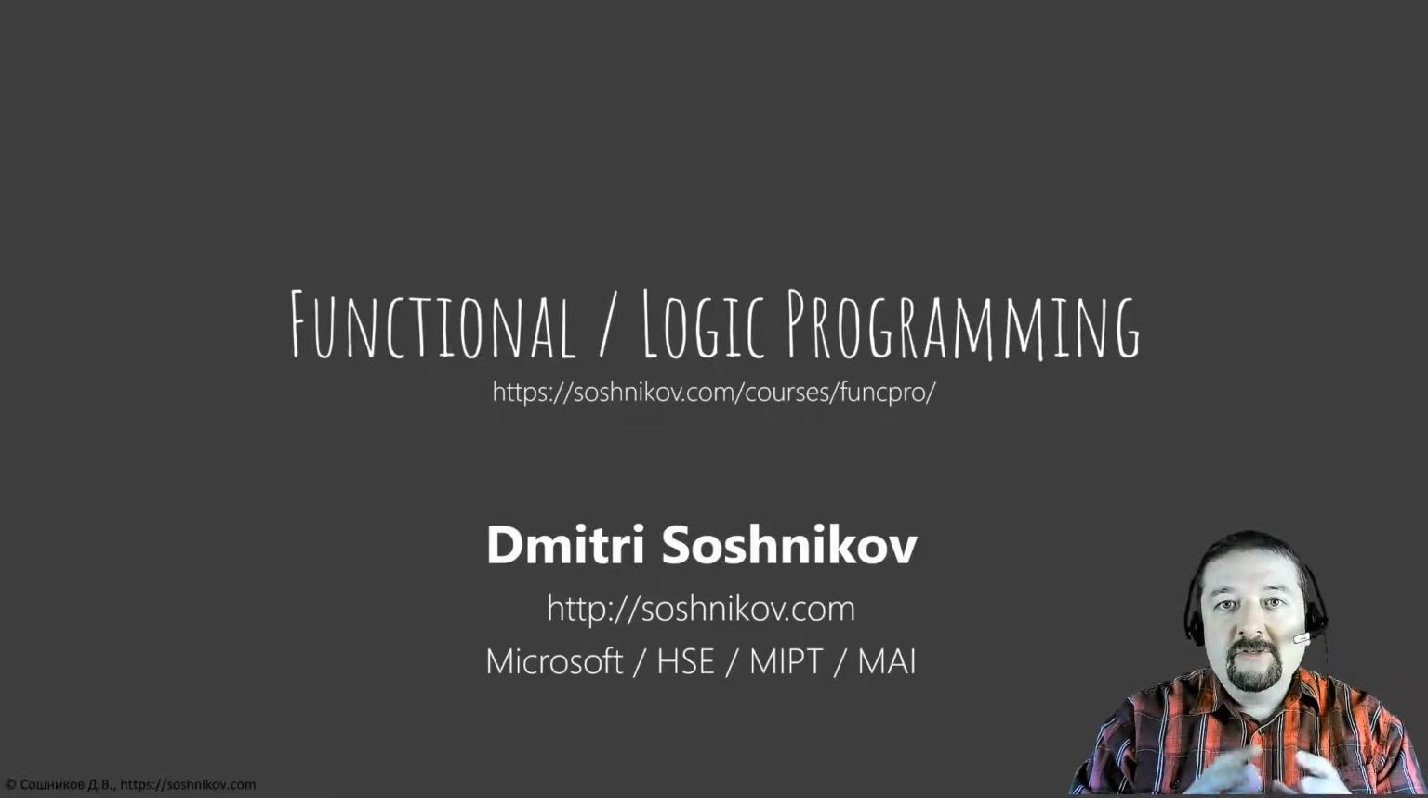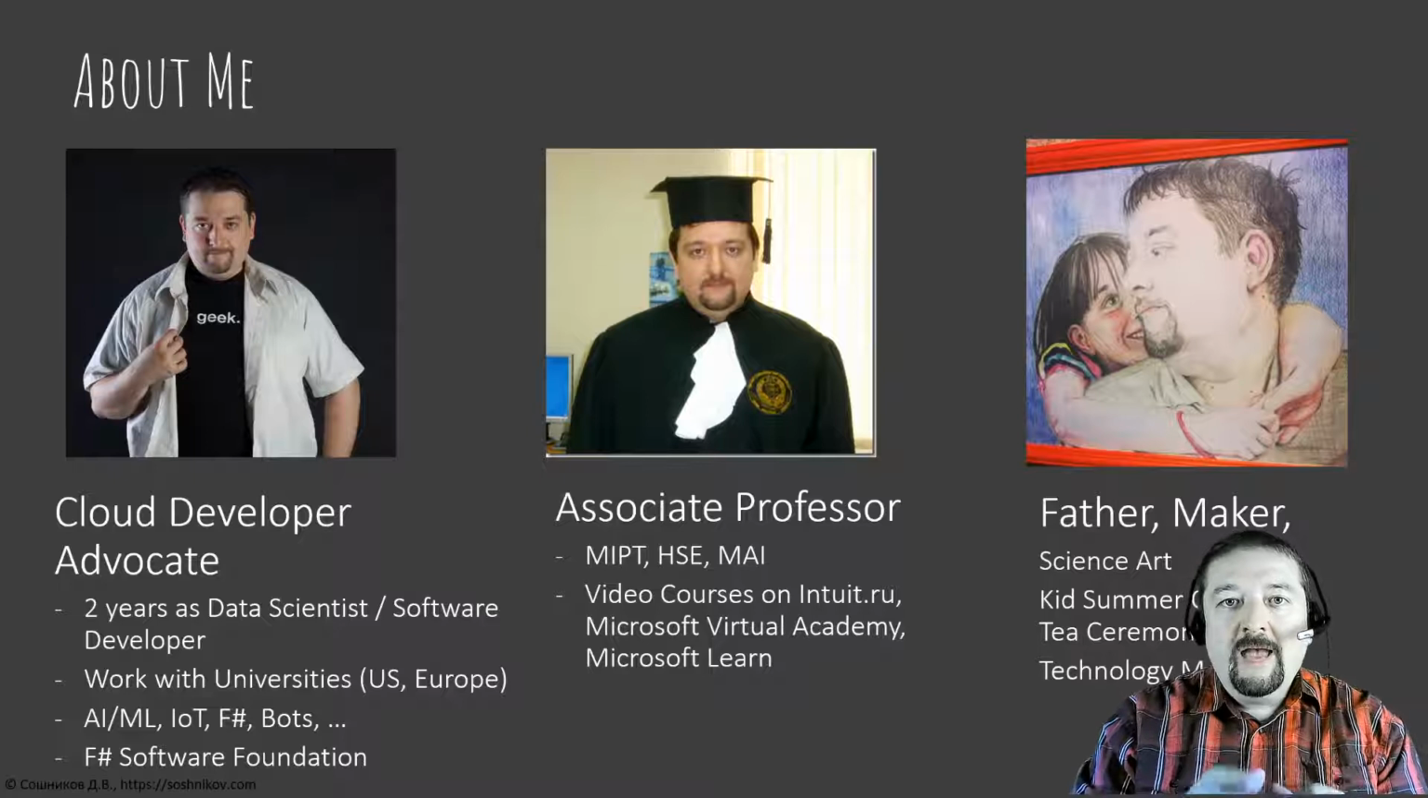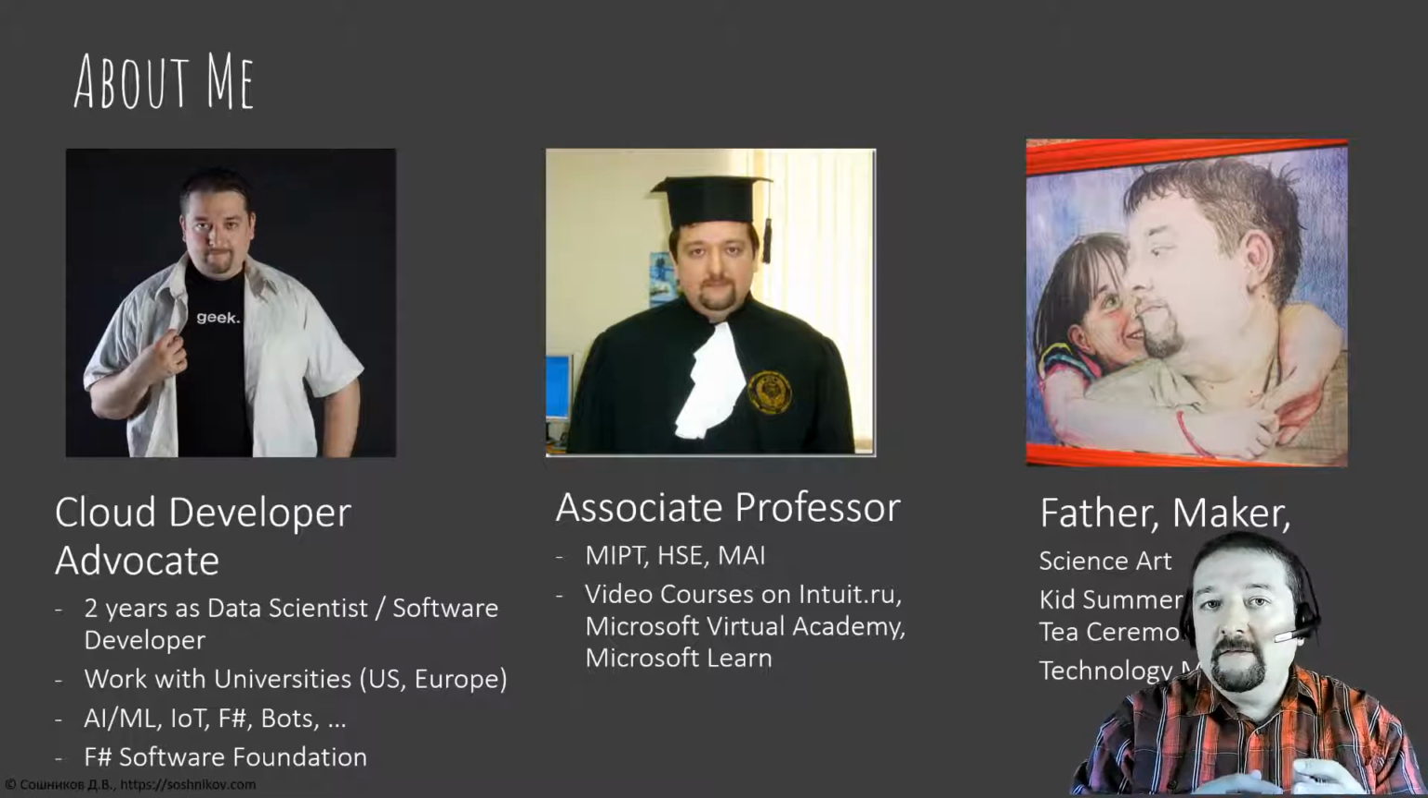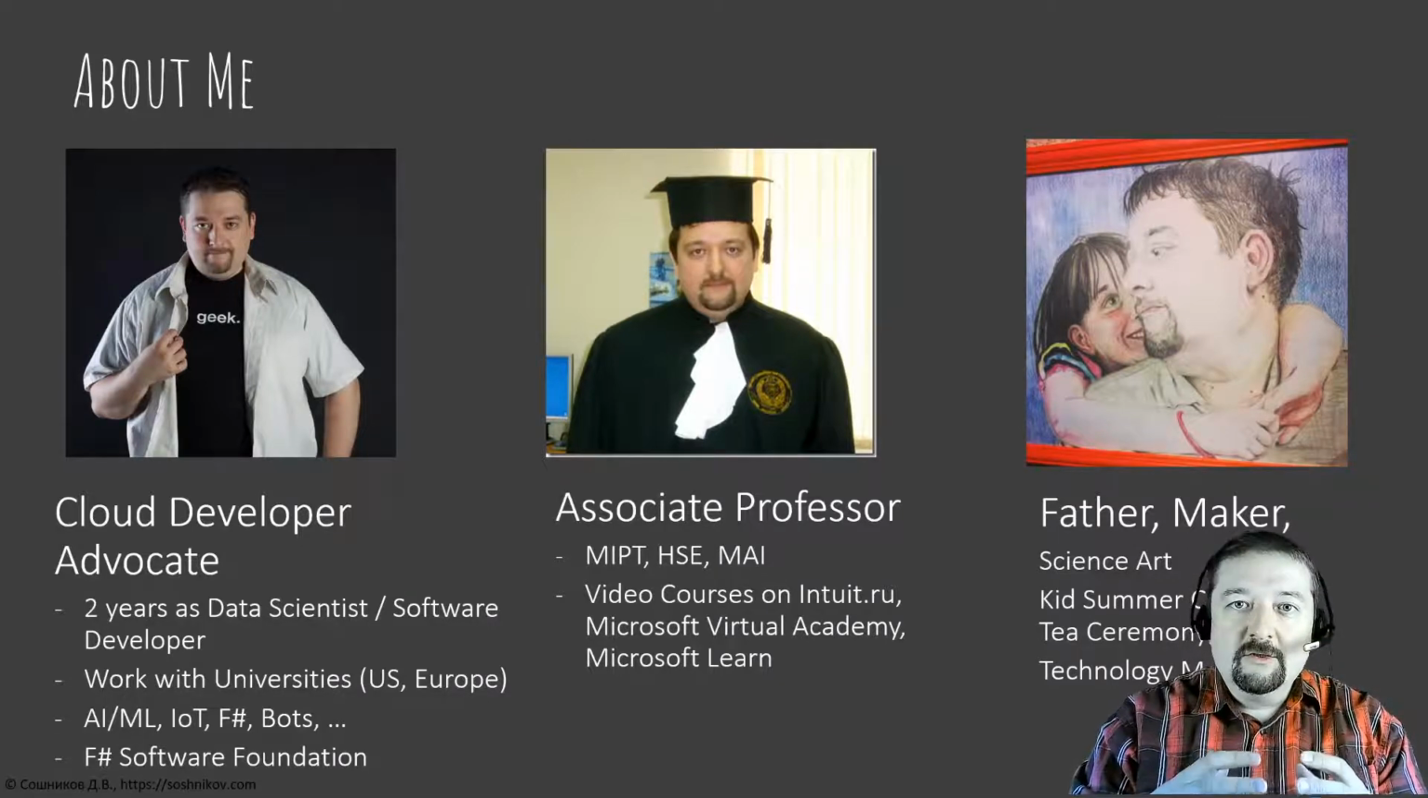My name is Dmitry Soshnikov, and let me begin by telling you a few words about myself. I'm cloud developer advocate at Microsoft. Before that, for 2 years, I was software engineer and data scientist working on artificial intelligence and machine learning projects with big European companies. And before that, I was technical evangelist for 10 years. The main thing that I like doing is getting people excited about technology, and in particular, young people and students.